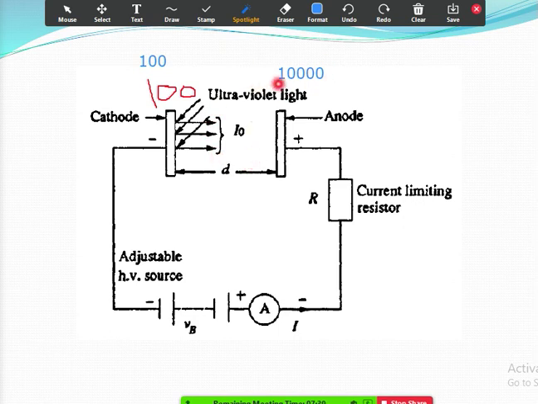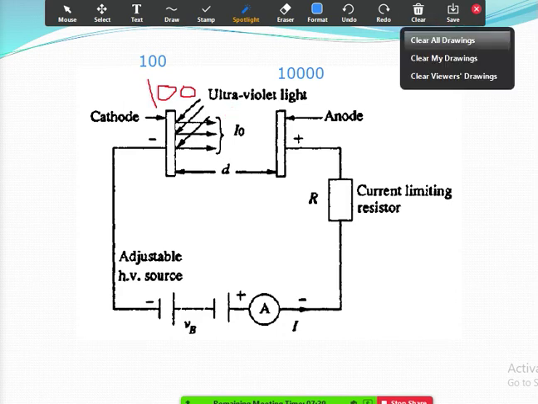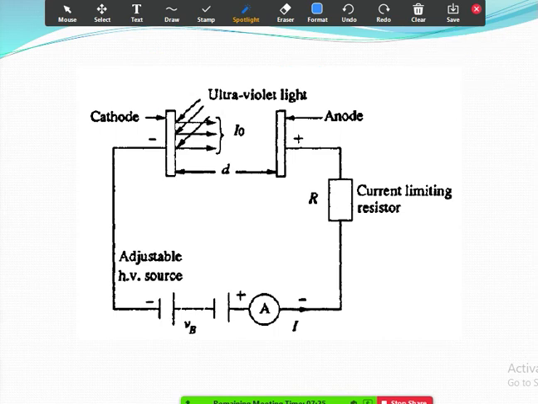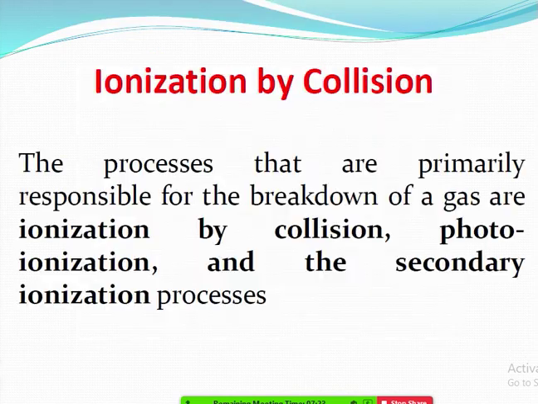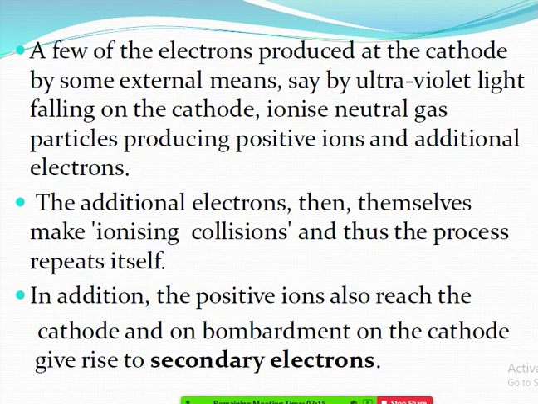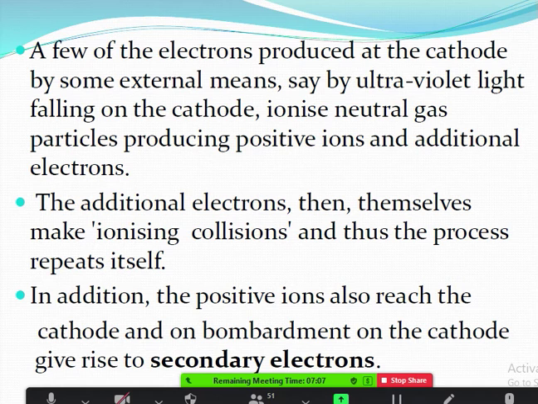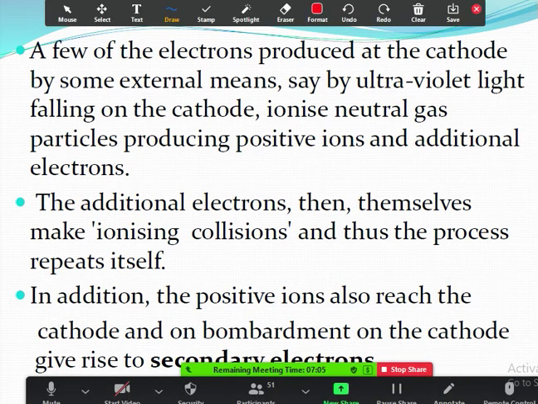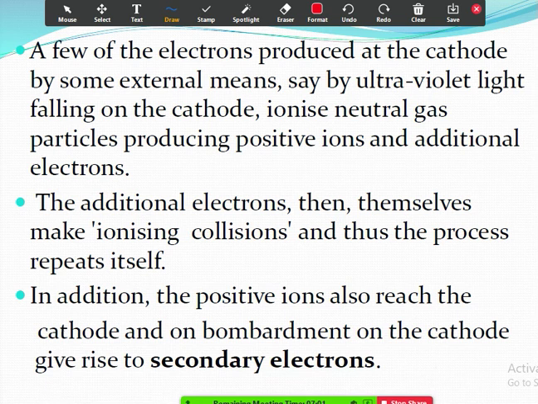This is just an example. So this is what collision takes place. This is the process of collision, ionization due to collision. So our topic is ionization by collision. So this is the process of ionization by collision. So we'll see a few more points. Are there any doubts in this?